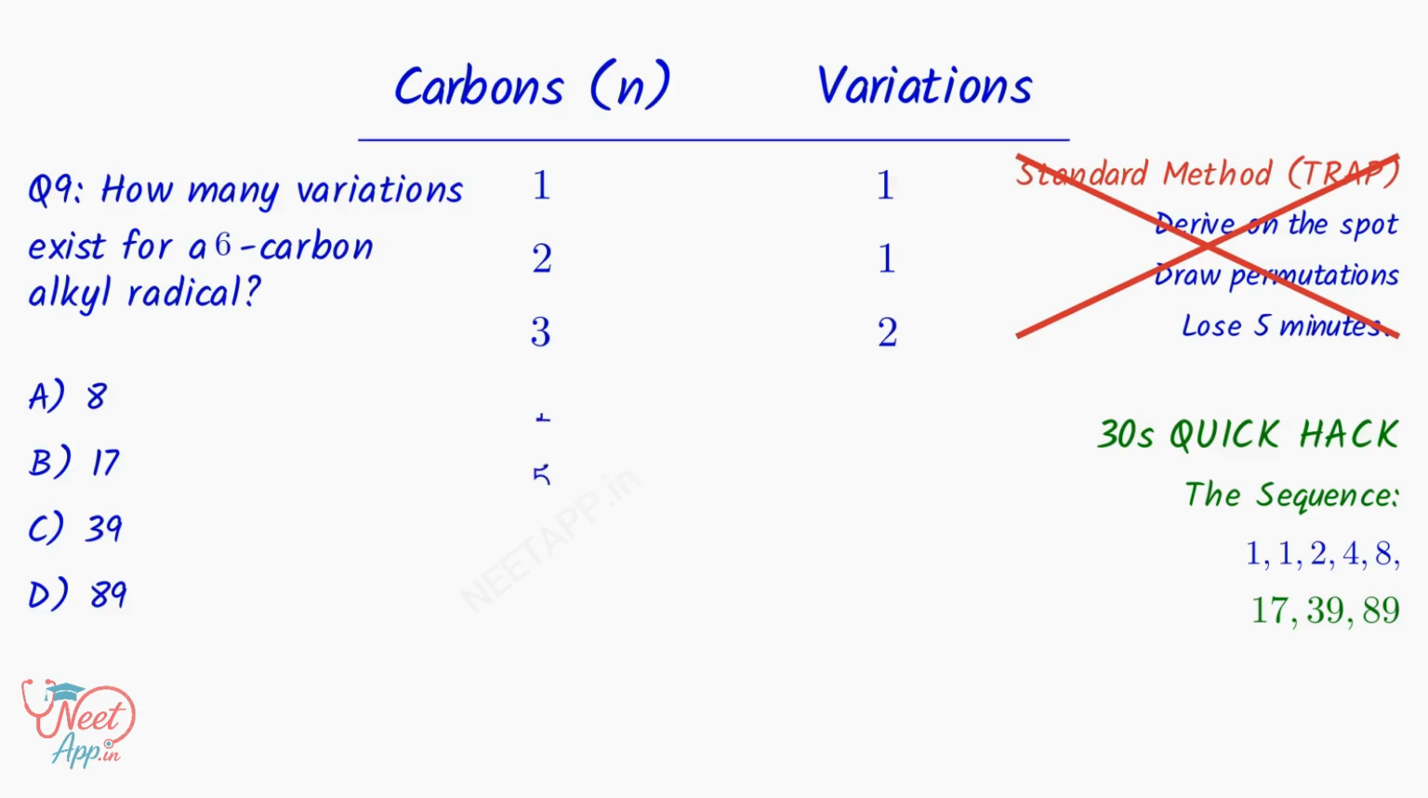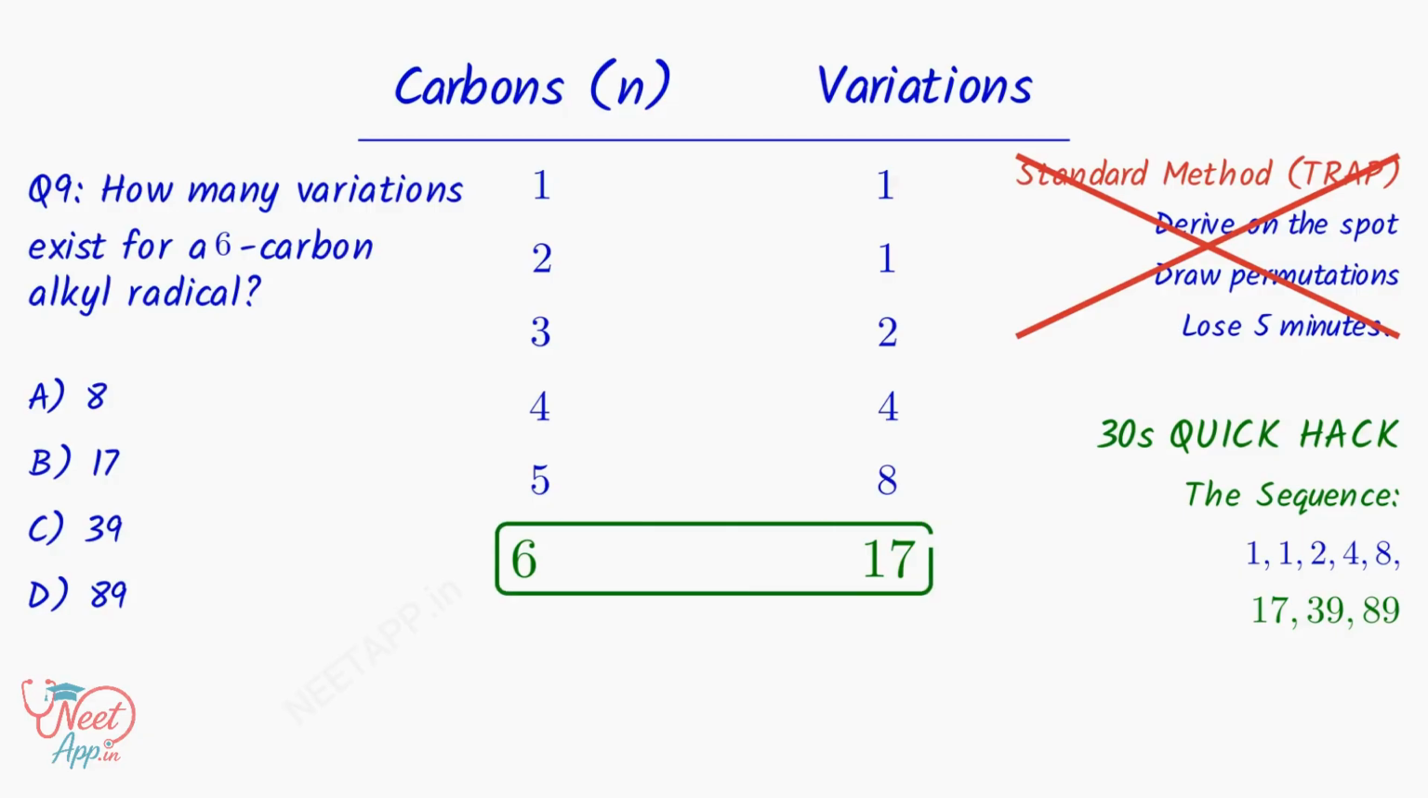For 1, 2 and 3 carbons, it's easy. 1, 1, 2. 4 carbons gives 4. 5 carbons gives 8. 6 carbons is the magic number. Exactly 17 variations. This single memorized fact unlocks massive questions like C8H14. Option B is your correct answer. Memorize the sequence and dominate the exam.